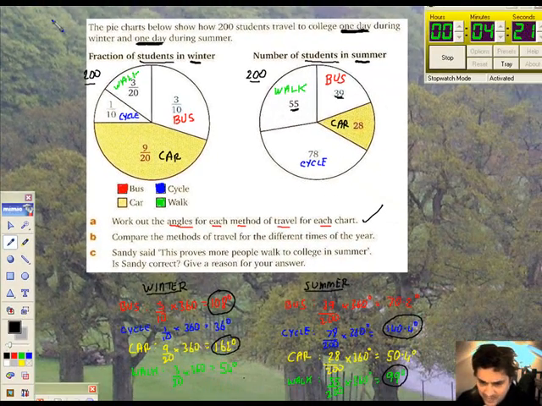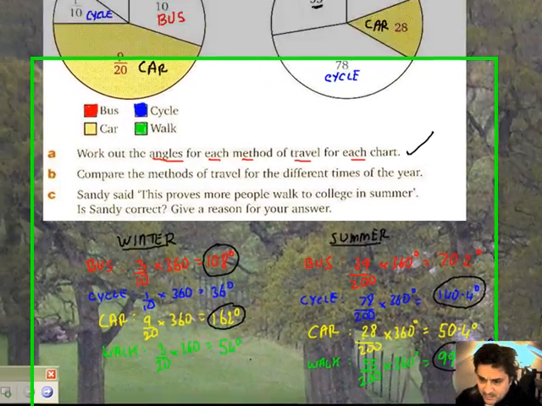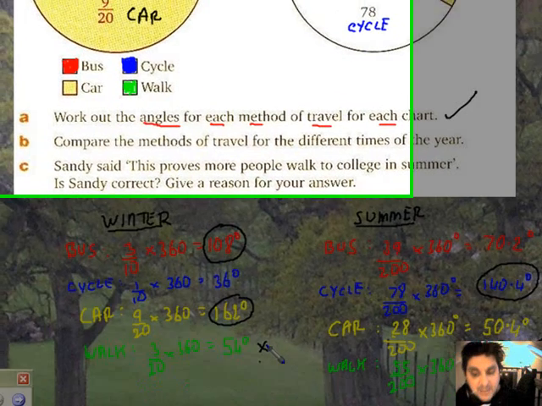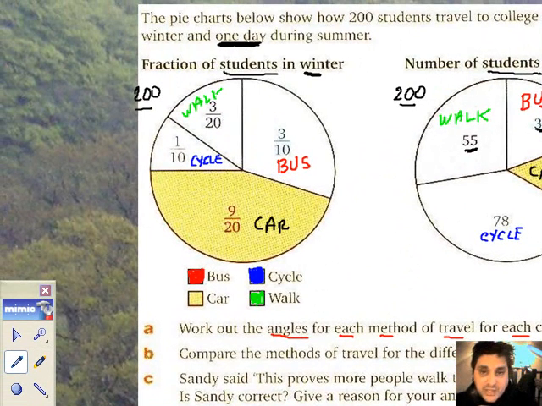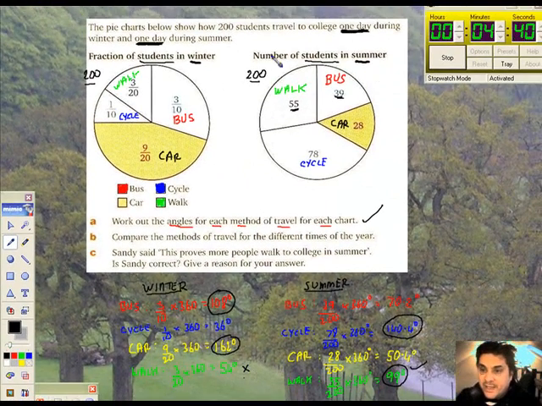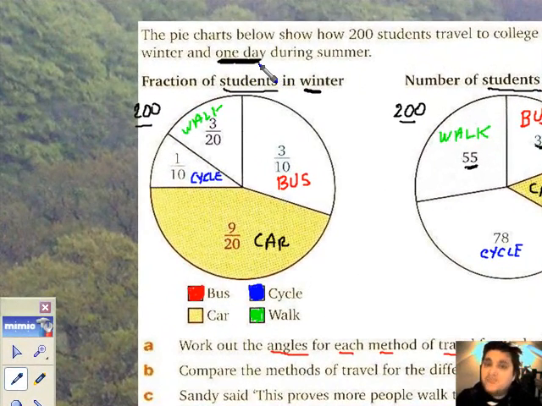Well, the math says 99 degrees beats 54 degrees, so we can say yes, it does prove that more people walk to college in the summer. That's been justified. However, if you say the survey was only conducted on one day, which is why I underlined it here and here, you can say no, this data only relates to one day.